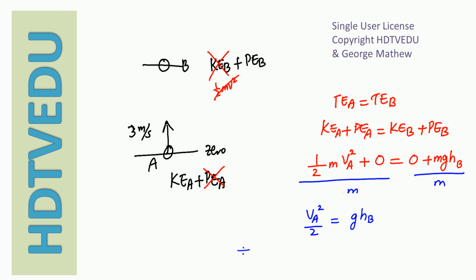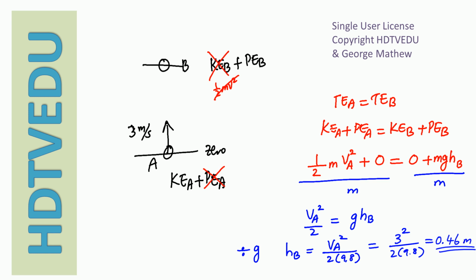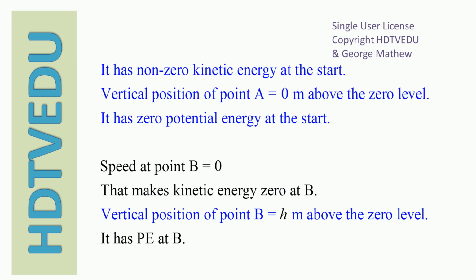Divide both sides by g, and what do we get for the height of point B? Speed at A squared divided by 2 times 9.8. Why 9.8? g is 9.8. Speed at point A is 3, so it is 3 squared. The square of 3 is 9, divided by 2 times 9.8. And that should be about 0.46 meters.